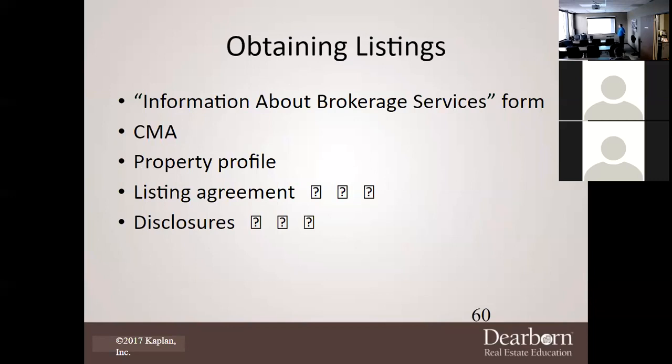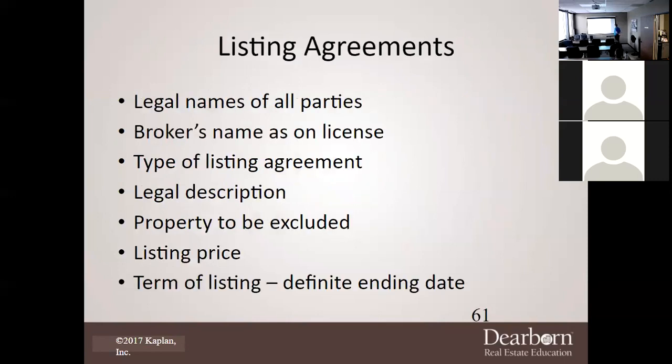In regards to the CMA, there also has to be a CMA done. There needs to be a property profile, a listing agreement, and any disclosures. These are your bare bones of getting a listing, okay? Now, again, the listing contract or agreement is going to have the legal names of all parties, the broker's name as on the license, the type of listing agreement, the legal description, and the property to be excluded.